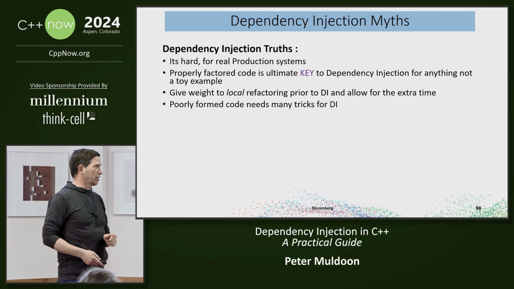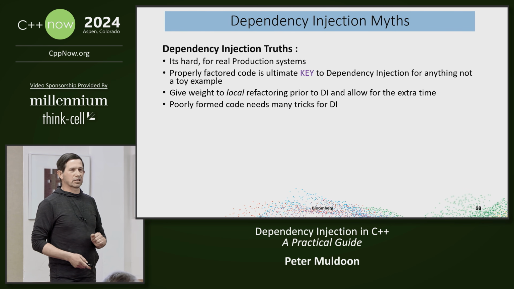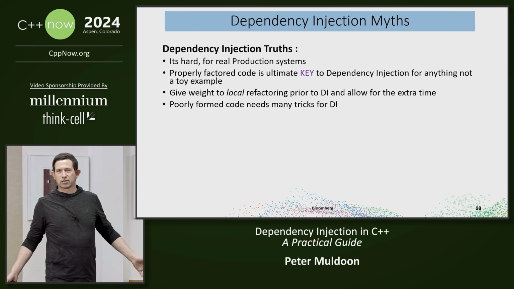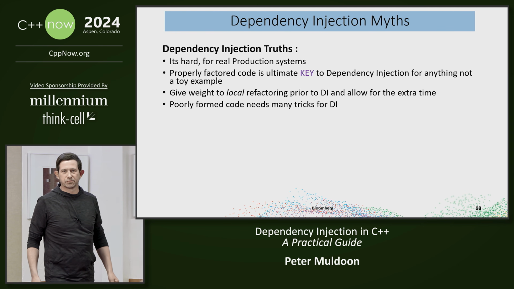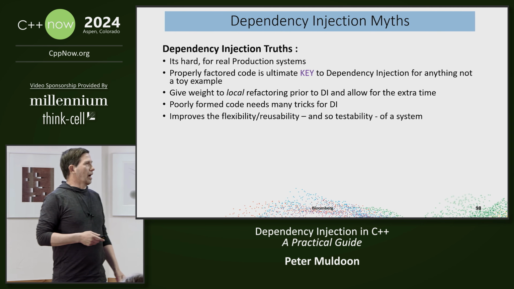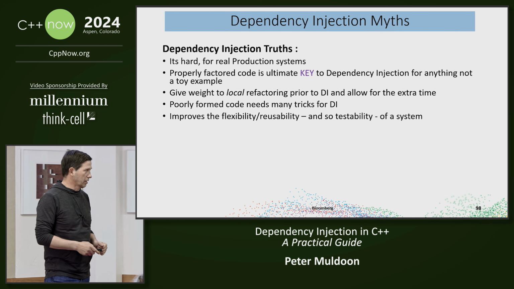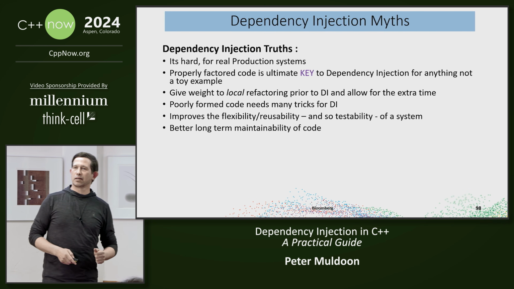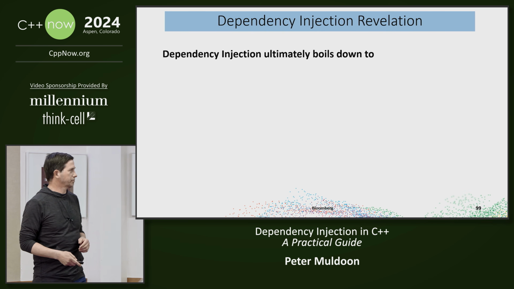Anyway. Poorly formed code needs many tricks to get dependency injection in, right? And the tricks are all there to make global users not notice the change, right? And that's kind of what you have to do. And it improves the flexibility, reusability, and that just means the testability of a system, and you get better long-term maintainability of the code by having dependency injection because you had to do the refactoring for it.